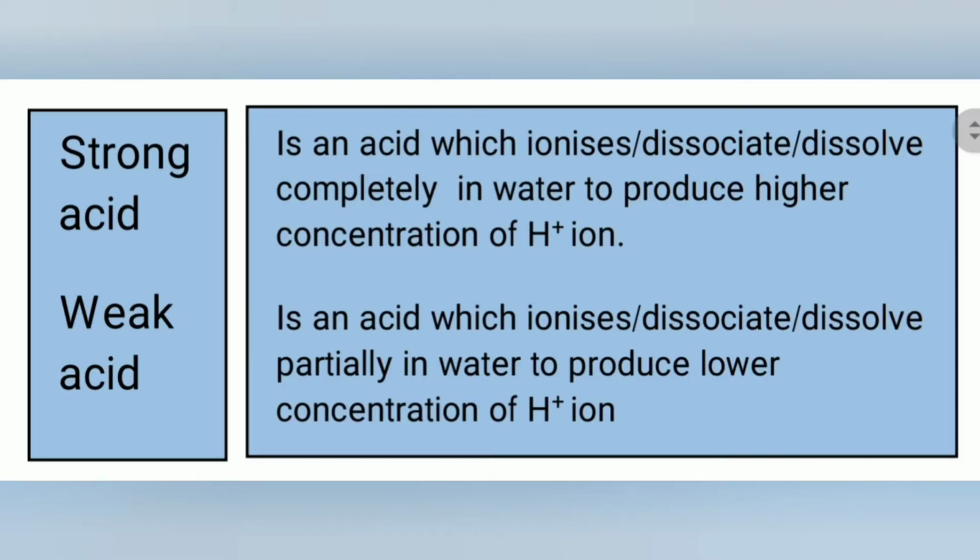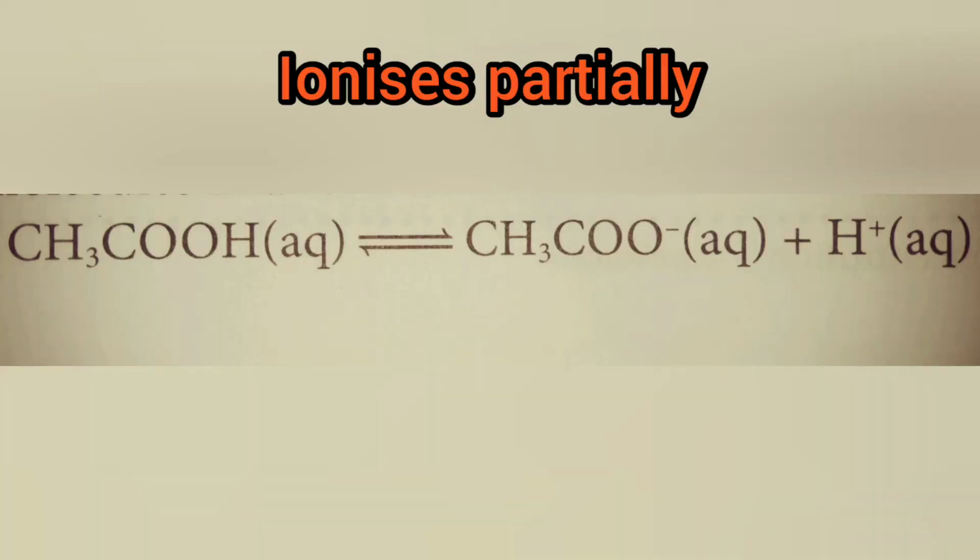A weak acid is an acid which ionizes partially in water to produce a low concentration of hydrogen ions. For example, ethanoic acid is a weak acid. Dilute ethanoic acid is about 0.4% ionized. Only 4 out of every 1000 ethanoic acid molecules ionize. As fast as the acid molecules ionize to produce ions, the ions combine back again to give the original acid molecules in a reversible reaction.